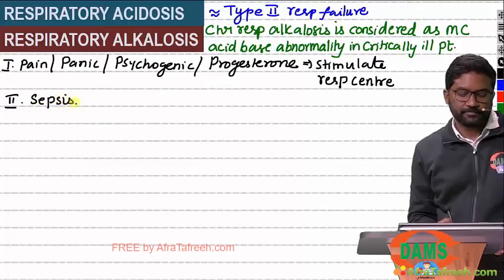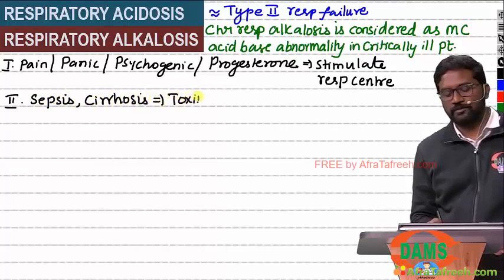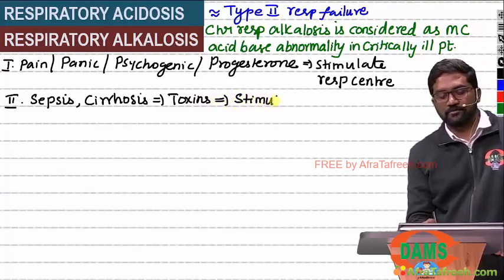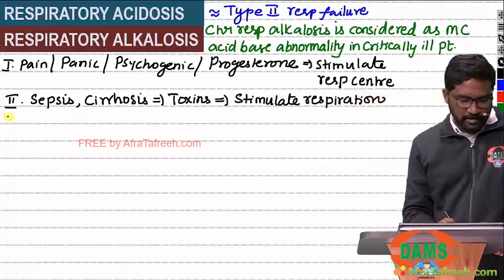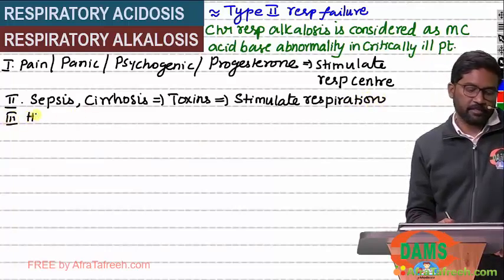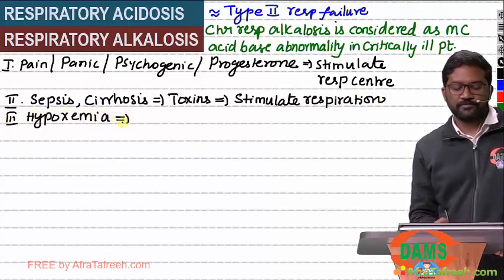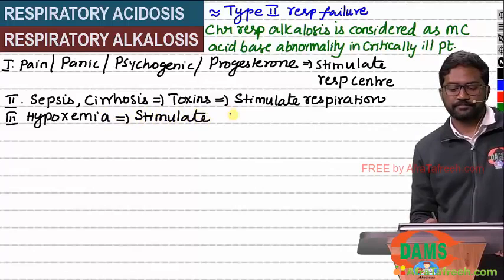Then the second group: sepsis, cirrhosis. These conditions produce toxins in your body. These accumulated toxins can also stimulate respiration. Then any disease responsible for hypoxemia can stimulate respiratory receptors.